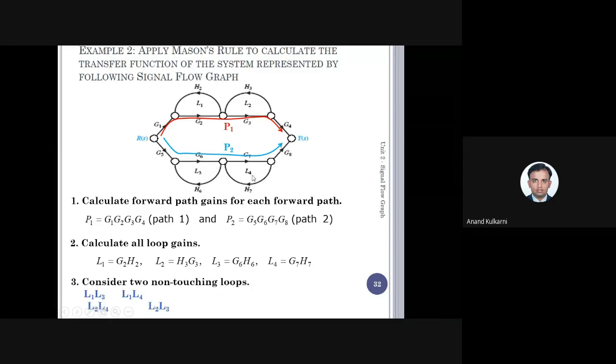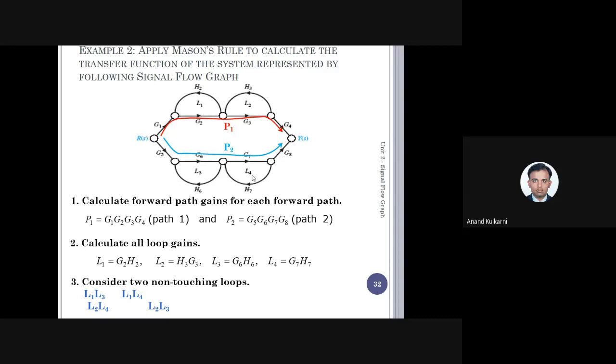Then we are also going to consider the two non-touching loops. Remember, whenever the problem asks to solve the signal flow graph using Mason's gain formula, the first step is, whatever sketch is given in the question paper, you'll have to redraw this and go on naming the nodes with numbers. Then try to go with the forward paths. Once the forward path is done, you'll have to find how many single loops are there. Then second one is to find the two non-touching loops.